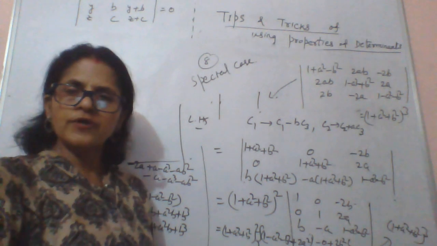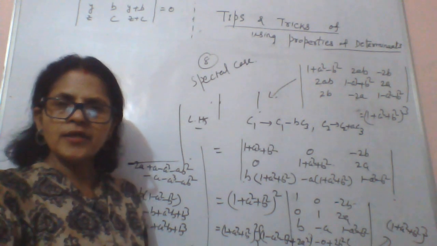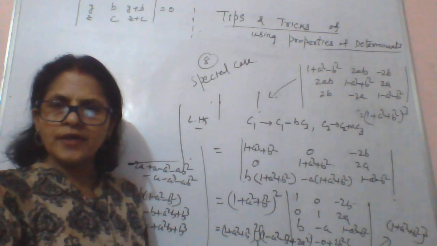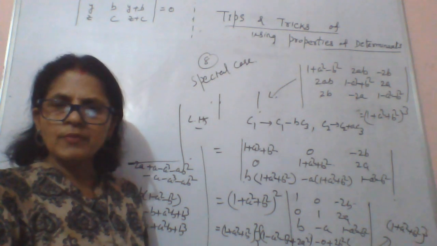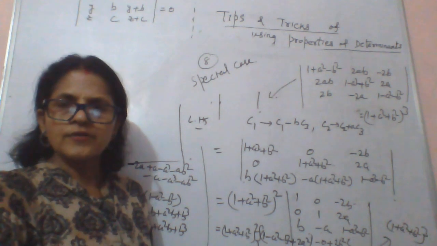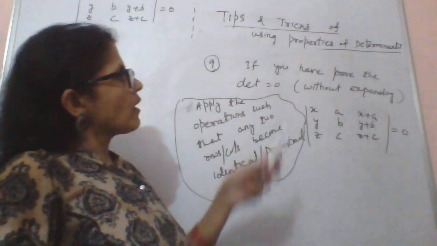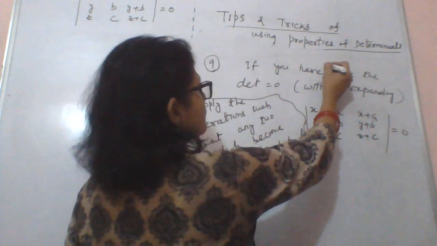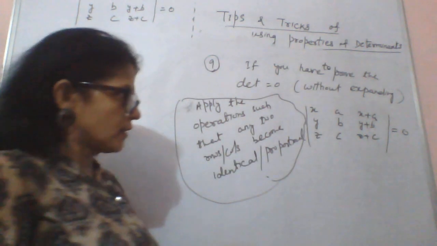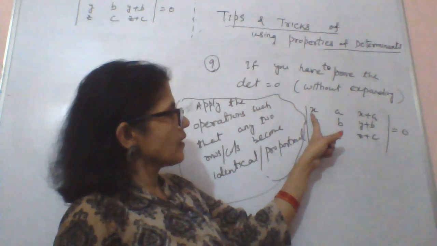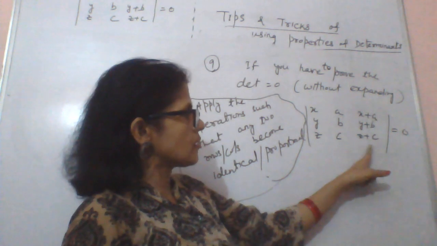So whenever you don't have to expand and you have to show it is 0, it means either any 2 rows are identical, any 2 columns are identical, or they may be proportional also. Okay, so ninth trick, if you have to prove the determinant equal to 0 without expanding, for example this determinant: x, a, x plus a; y, b, y plus b; z, c, z plus c equal to 0.